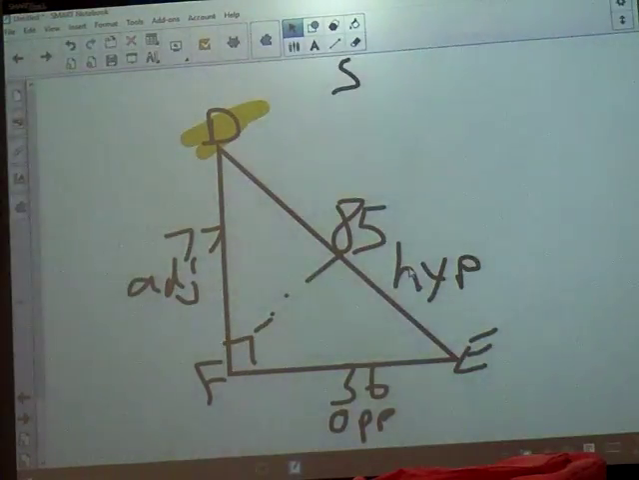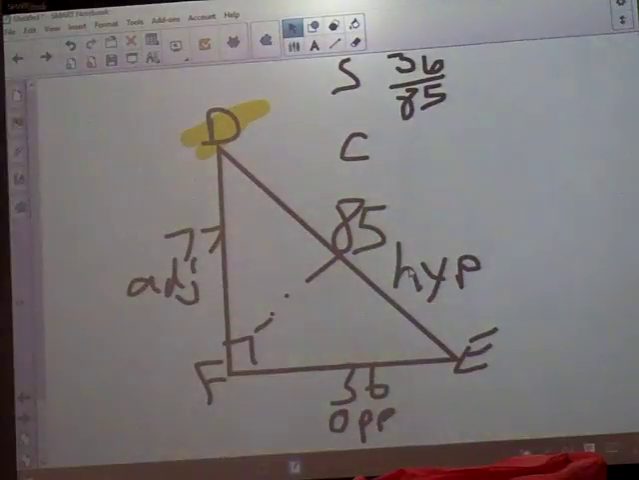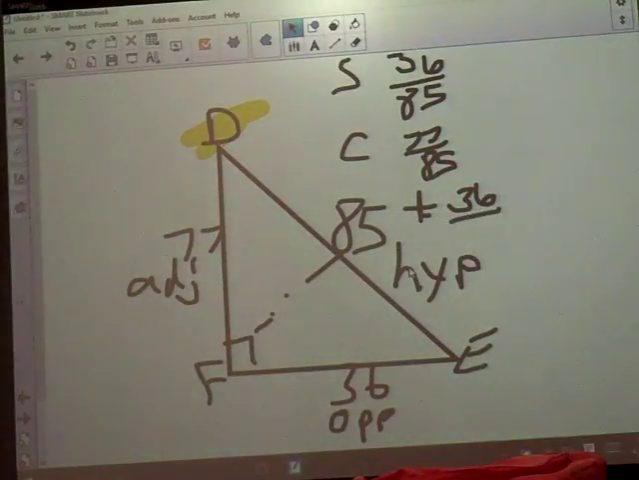The sine of angle D, opposite, I'm writing a 36 in it, over hypotenuse. If that stuff reduces, you got to reduce it, but in this case they don't. The cosine of angle D, adjacent, keep going, over hypotenuse. Good job. And the tangent of angle D? 36 over 77. Tangent's O over A.